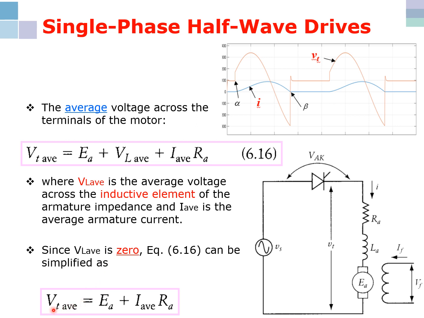The equation of the average terminal voltage is equal to EA plus I average RA. I hope you can remember this equation. VT average is equal to EA plus I average RA. So this is for the single phase half wave drive for the separately excited DC motor.